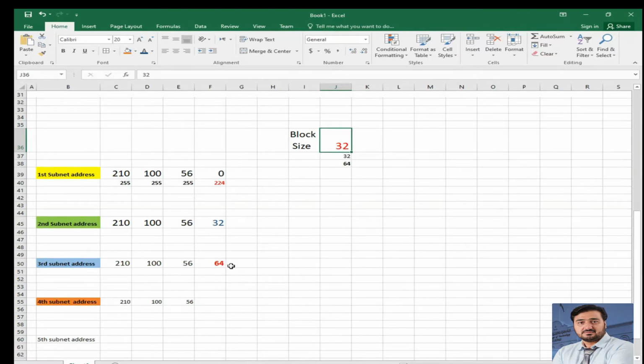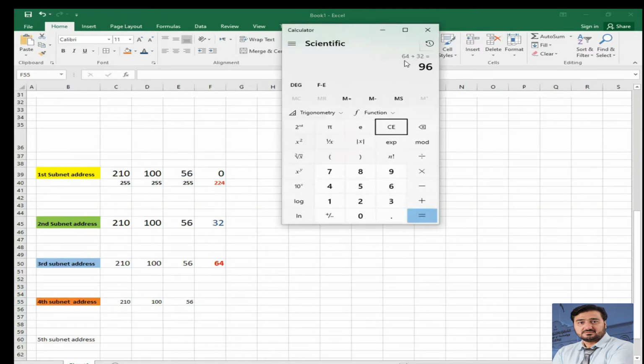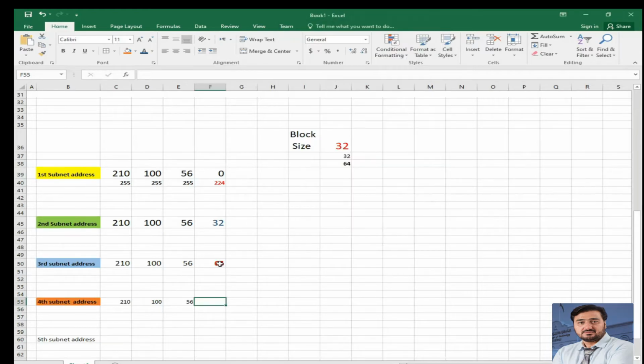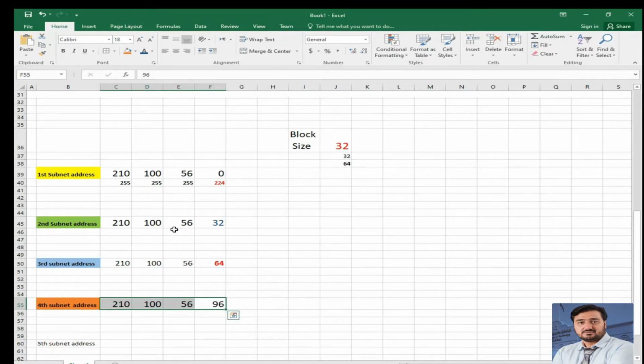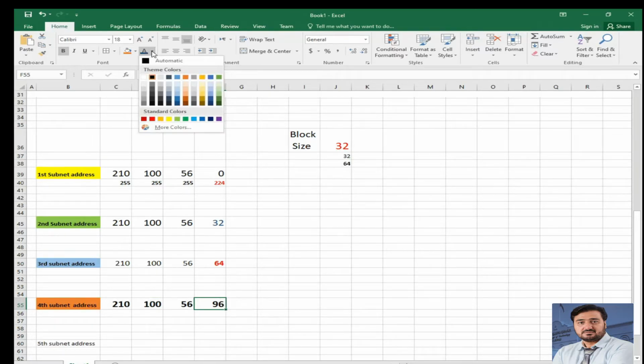So what should be the value? What will come in the fourth subnet? 96. Yes, you can see we added 32 to 64. So here it is 64. Add 32 because this is our block size. So it becomes 96. Here it is 96.